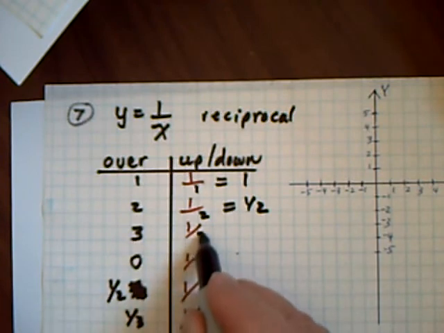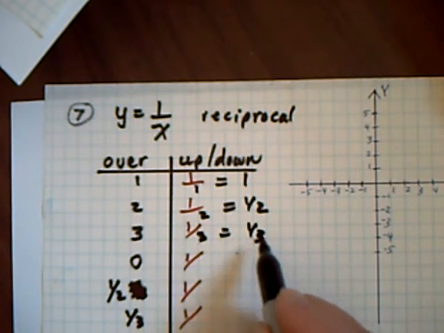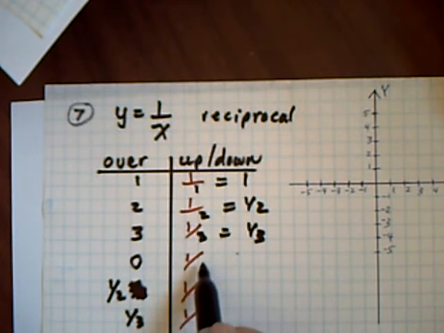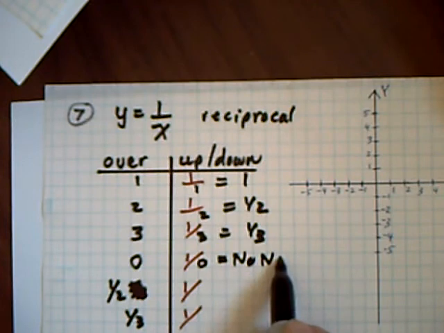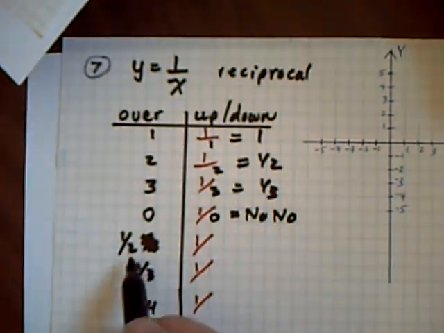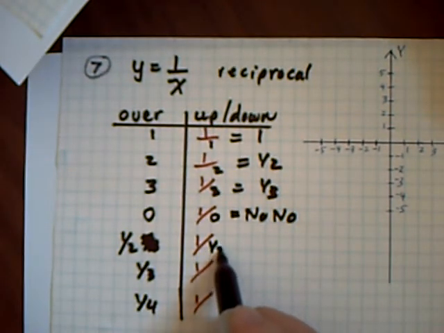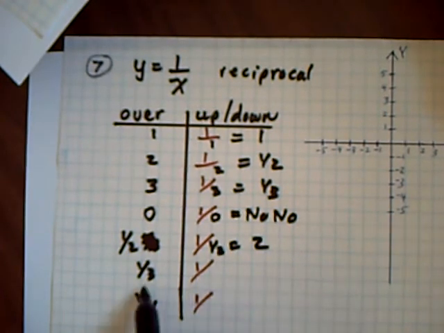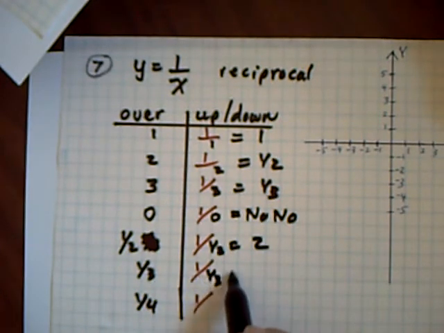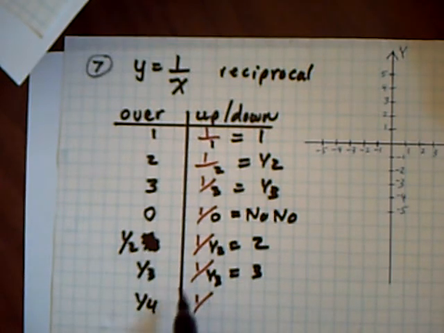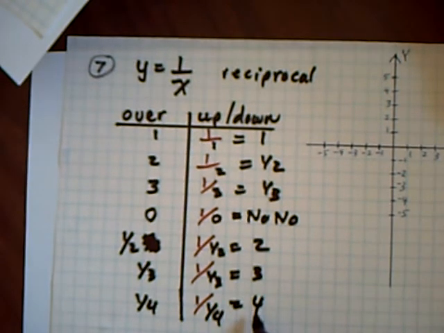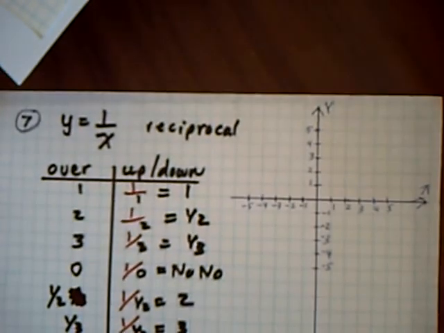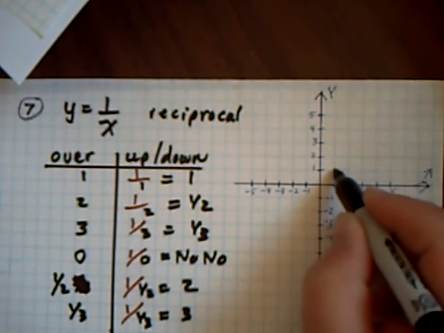If I go over 3, I'm going to go up 1 over 3, which is a third. If I go over 0, I'm going to go up 1 over 0, which is a no-no. Cannot divide by 0. Left a half, I'm going to go up 1 over a half, which is 2. Left a third, 1 over a third, which is 3. Sorry, not left, these are right. These are positive numbers. Go to the right 1/4, I'm going to go up 1 over a quarter, which is 4. Now when you graph these, the first one is there.